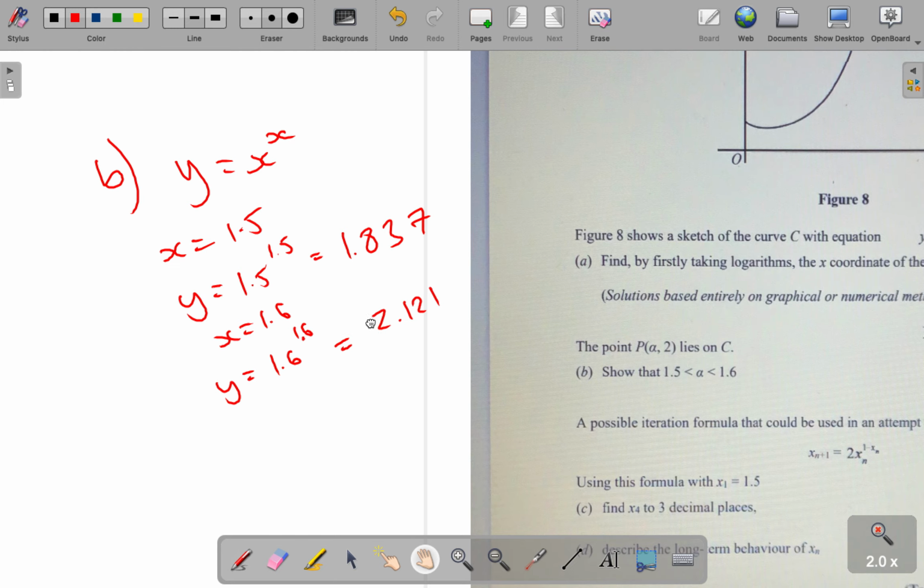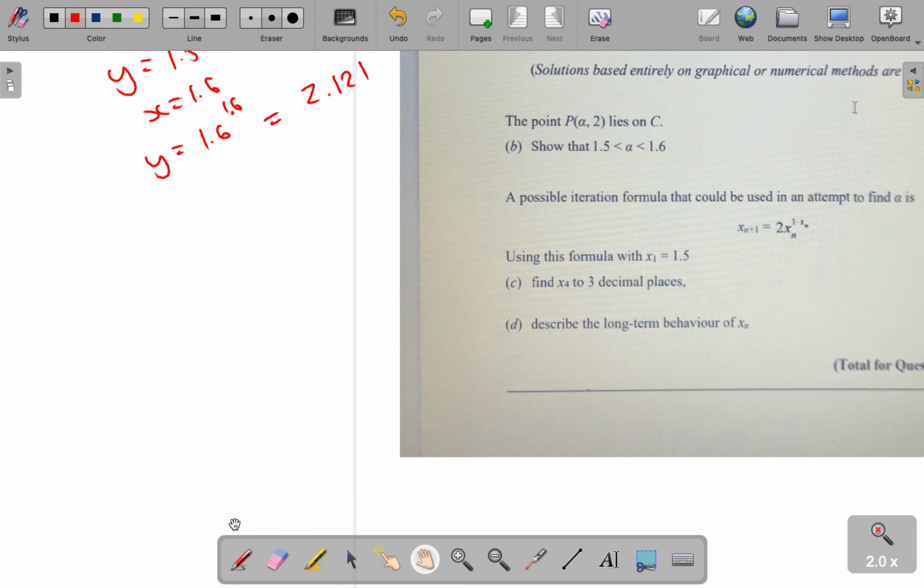And then part C, we use an iteration formula that they've given to us already. Again, this one is not too difficult once you crack what you need to do.